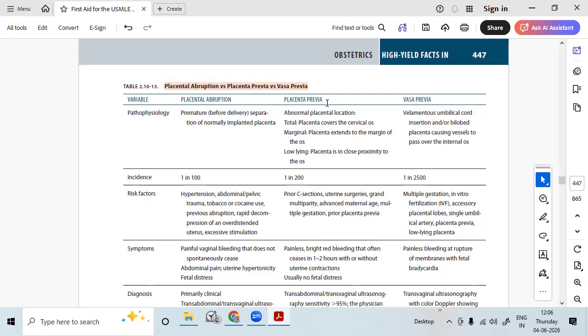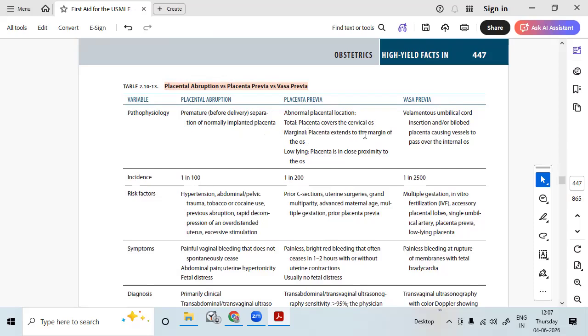Placental abruption, placenta previa, and placental abruption: there's premature, before delivery, separation of a normally implanted placenta. So the placenta is separated from the uterus. Placenta previa: there's abnormal placental location. The total placenta covers the cervical os.